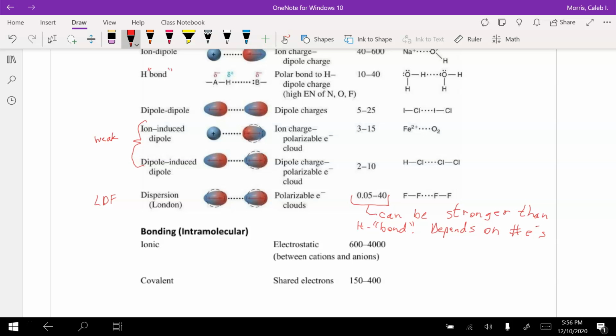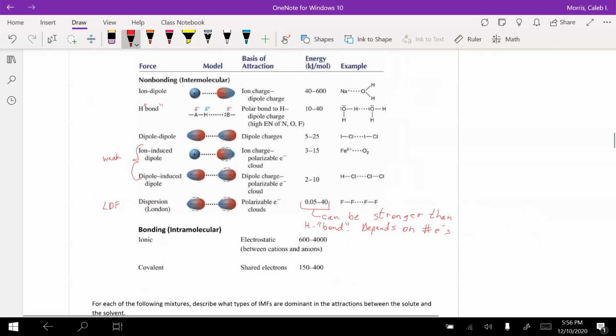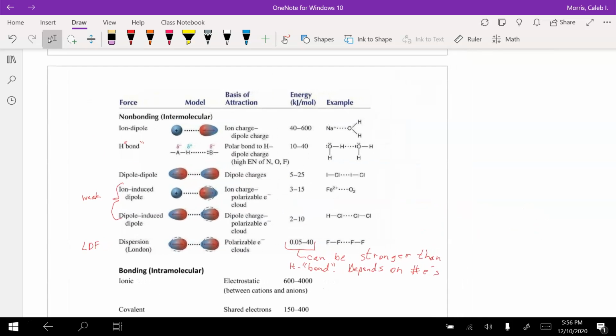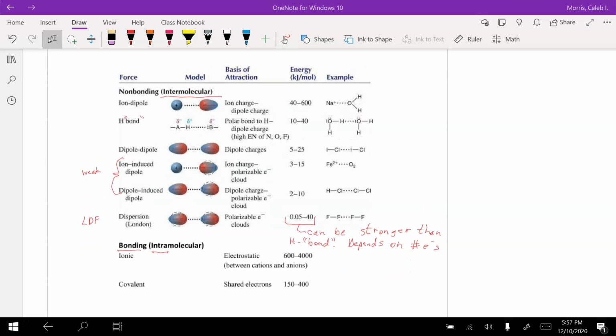All right, and then we talk about bonding. So these were non-bonding intermolecular forces, but now we have bonding, which is intramolecular forces. We have intermolecular, intramolecular, which is bonding. So the ionic bond and the covalent bond. Ionic, again, is electrostatic attraction between cations and anions, and covalent bonds are sharing electrons between them.